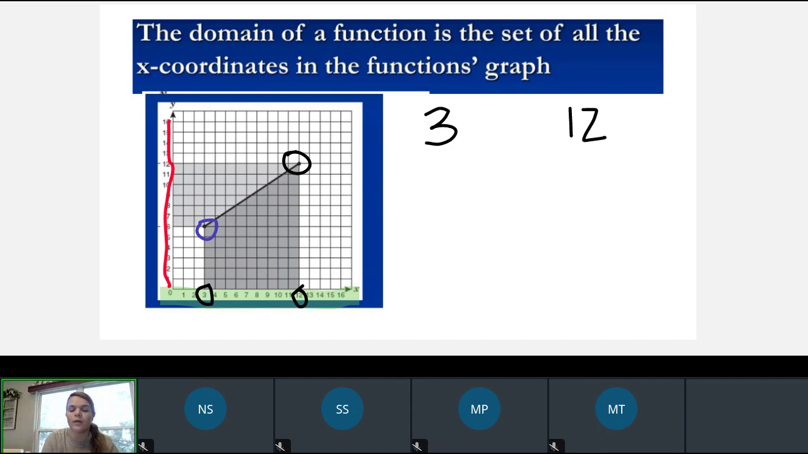So we write this as an inequality because we want to include all numbers on this line. So all numbers between 3 and 12. So we're going to write it as an inequality. What this inequality means is that x is greater than or equal to 3, but less than or equal to 12.